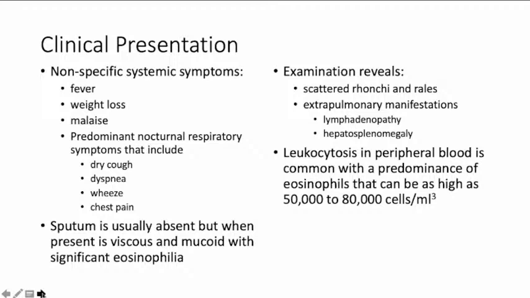So you'll not find one unique symptom to tell you that this patient has TPE, but based on the exposure, epidemiology, and presentation, you might have a higher index of suspicion. So the patient presents with fever, they have weight loss, they have malaise, and then they present with predominant nocturnal respiratory symptoms such as dry cough, dyspnea, wheeze, and chest pain, which occur mainly at night. So if someone has this presentation, you have to suspect it.